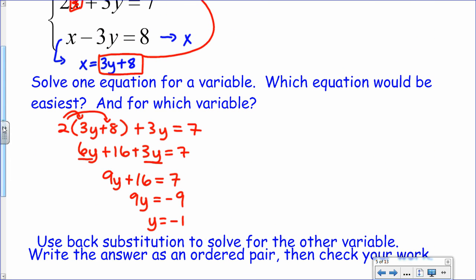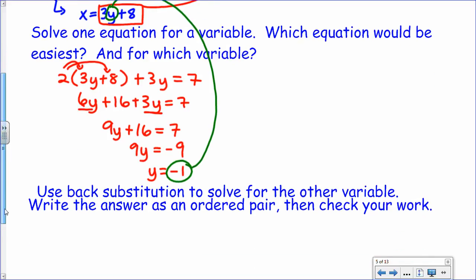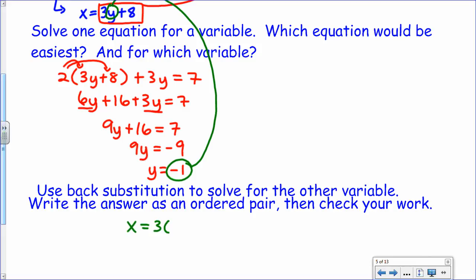Now, the easiest place to plug it back in is going to be this here, what you originally had in your box to substitute. Now, you can choose one of the originals. So when we get to elimination, I almost always go back to one of the originals, but this is going to be the easiest one for substitution. Okay, so y equals negative 1, so I plug negative 1 in for y. So x equals 3 times negative 1 plus 8. So x equals 5.